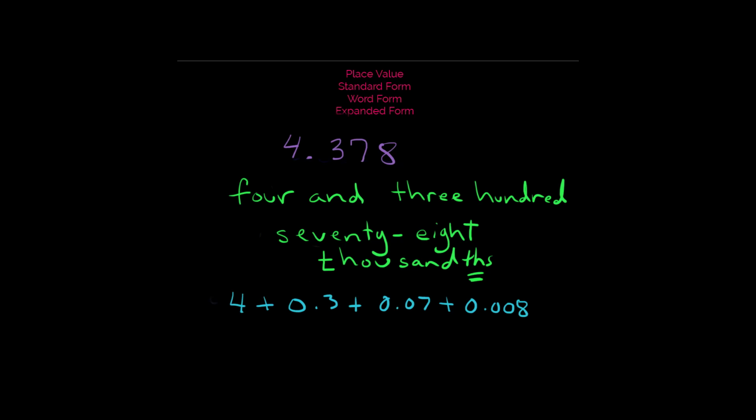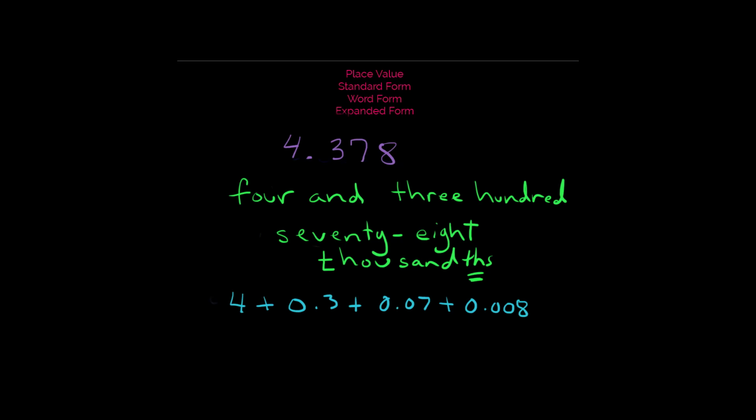Okay, so taking a look at our last example here with a decimal, we have 4 and 378 thousandths. Once again, practice reading these. So when you read that, take a look at the next in green, our word form. So we have 4 and 378 thousandths. Notice the THS at the end again. And then finally in the light blue, there is our expanded form. So 4 plus 0 and 3/10 plus 0 and 7 hundredths plus 0 and 8 thousandths.